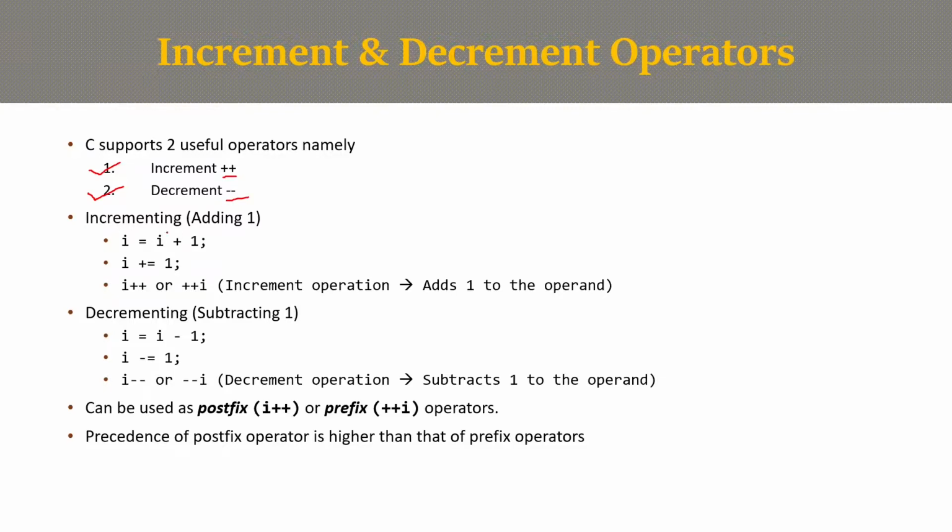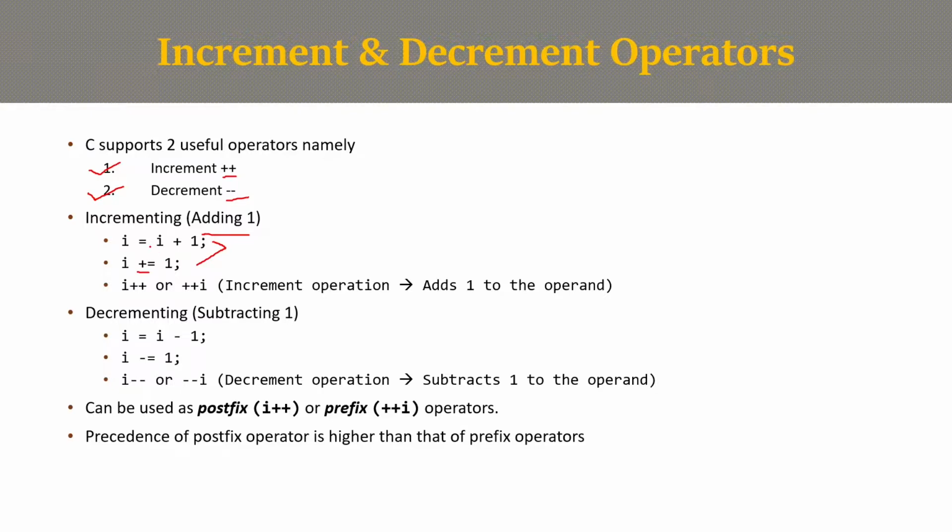So what does increment mean? Incrementing means adding 1, okay, in C language. So here, how can we add 1 to the variable I? We can add 1 by using this statement, which is I equals I plus 1, okay? Or we can use the compound assignment that we have learned in our previous class, which is I plus equals 1. So by using these two statements, we can increment the value of I by 1.